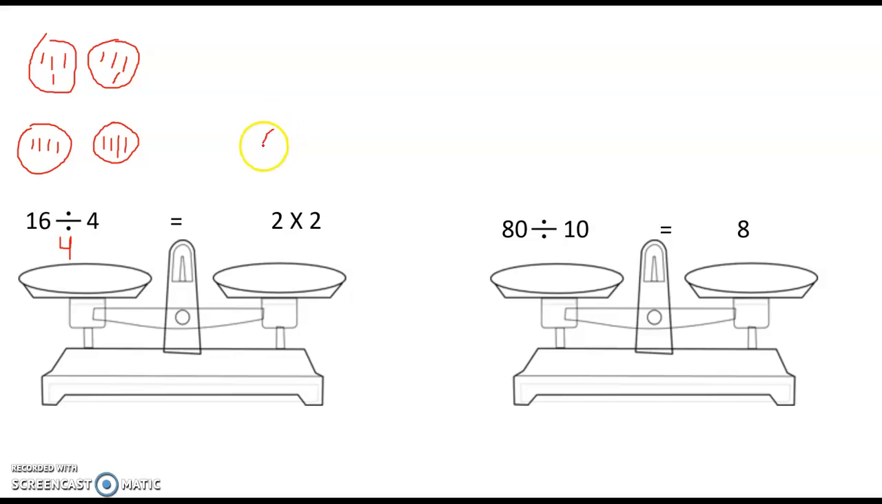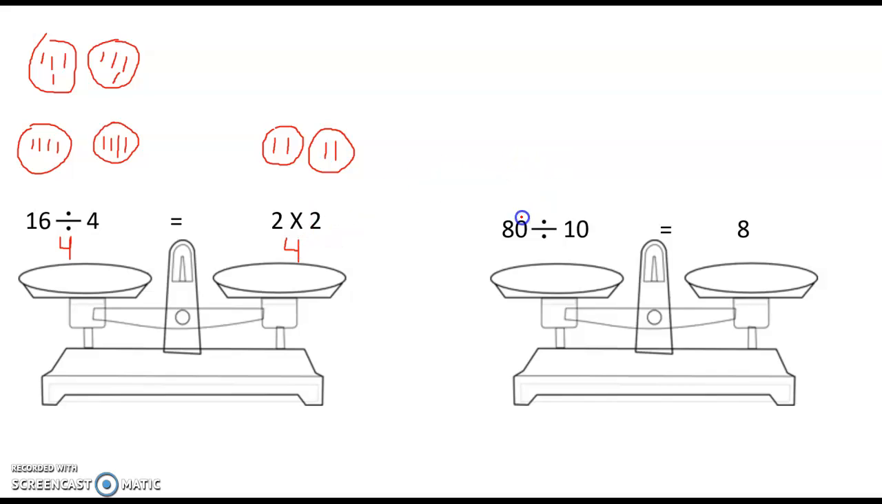2 times 2. Let's make 2 groups of 2. 2 times 2 equals 1, 2, 3, 4. So both of these equal the same thing. So even though we don't have one digit over here, we know that the fact 16 divided by 4 is equal or has the same answer as 2 times 2. These equations are equal to each other because their answers, the quotient of this one and the product of this one, are the same.